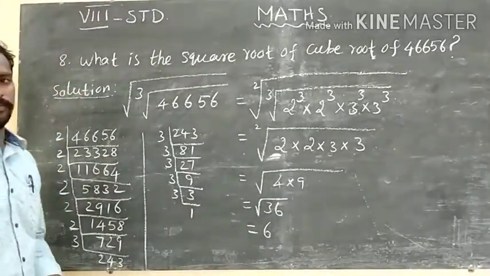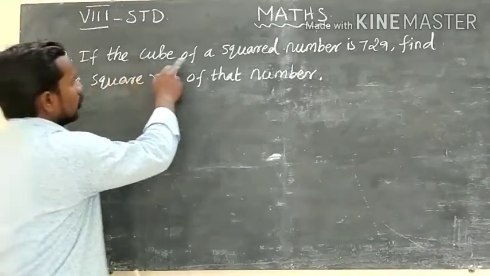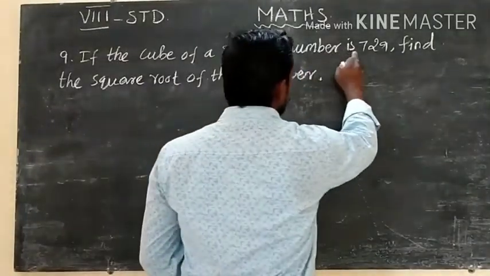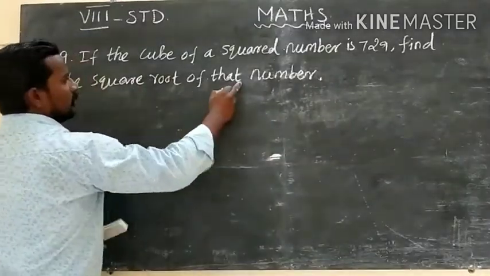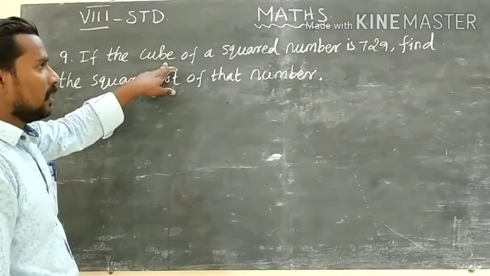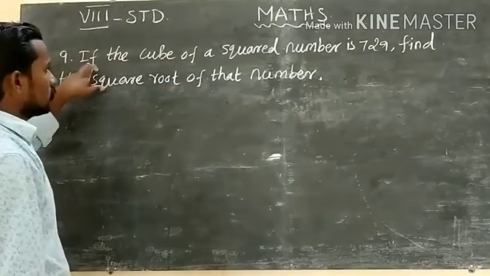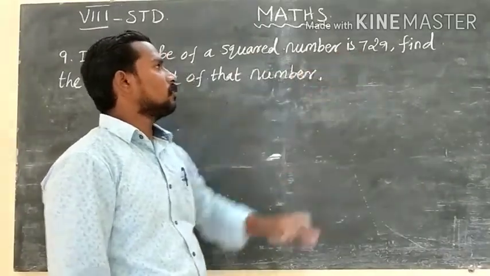That's all. Okay, dear students, 9th question. If the cube of a square number is 729, find the square root of that number. First find the number, so the square number. The question is, if the cube of a square number is 729. Solution.